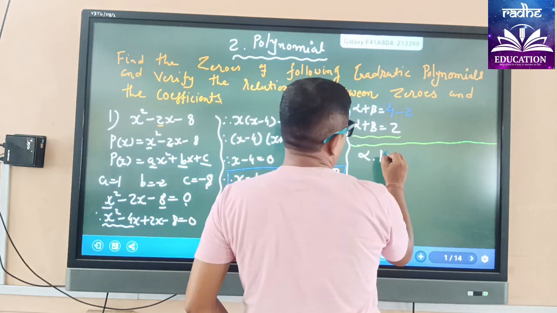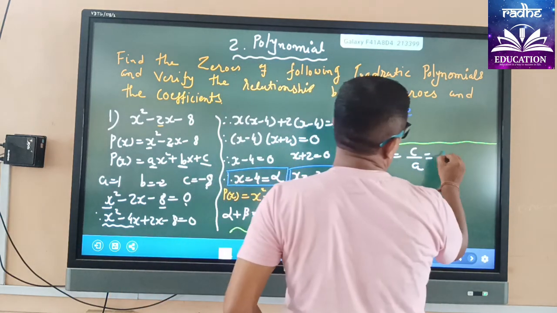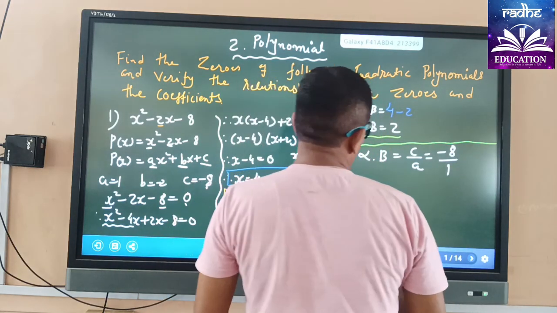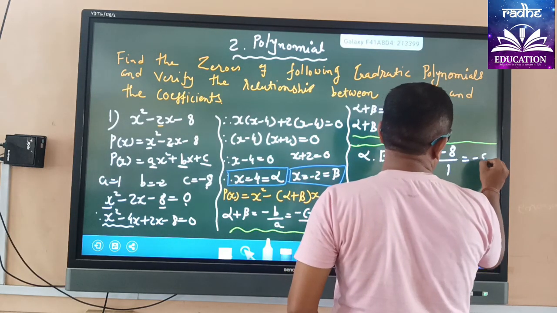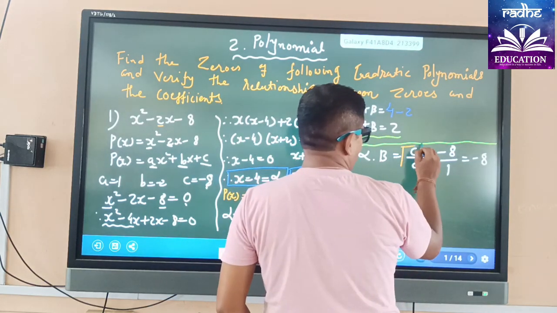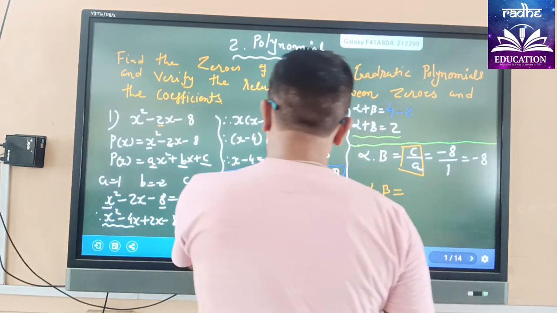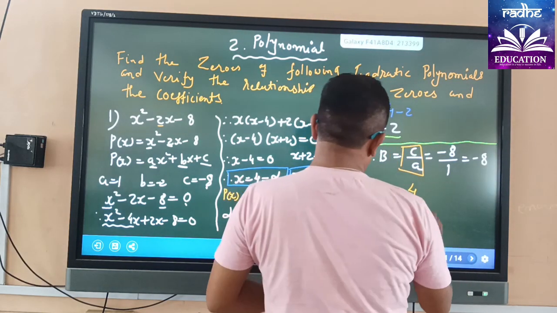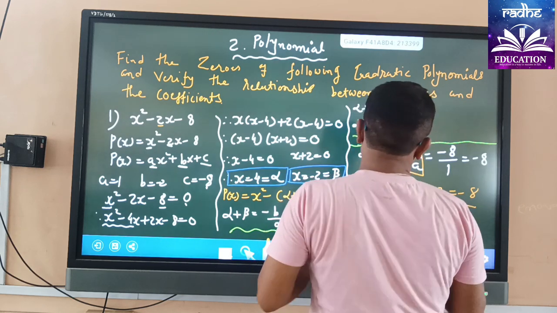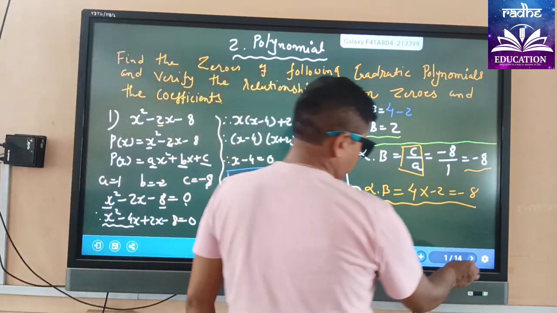In the same way, we can write another thing, that is alpha into beta equals c by a. What is the value of c here? Minus 8, and the value of a is 1. So we get minus 8. Now we got this by c by a. Now we try to get it by alpha into beta. The value of alpha is 4 and the value of beta is minus 2. So we multiply and again we get minus 8. You can check here, this is LHS and this one is RHS. So these are the relations between the coefficients and their zeros.